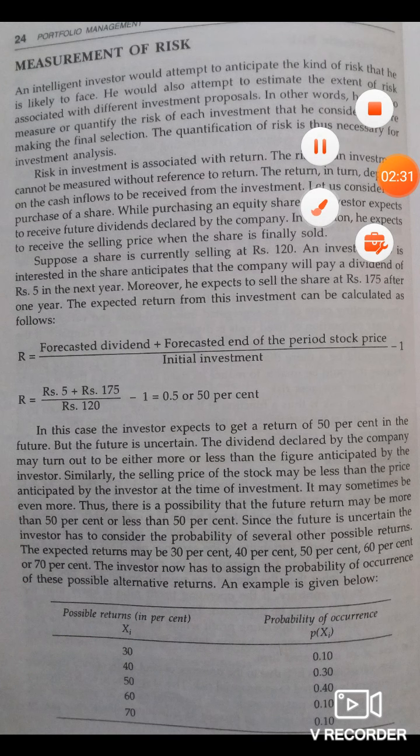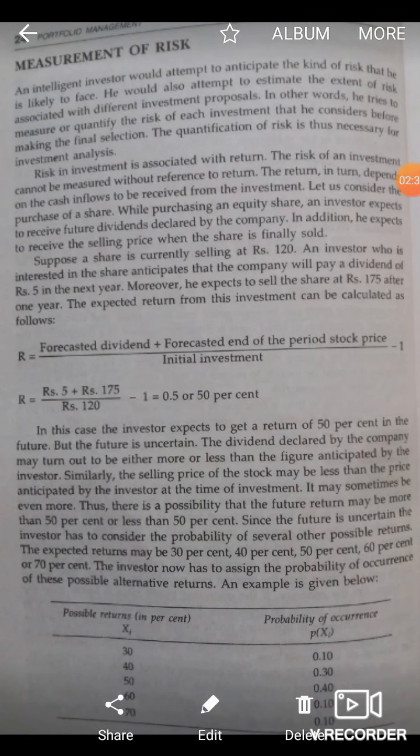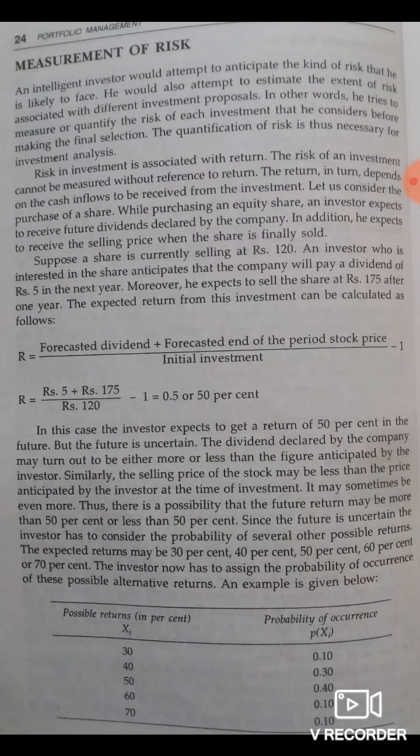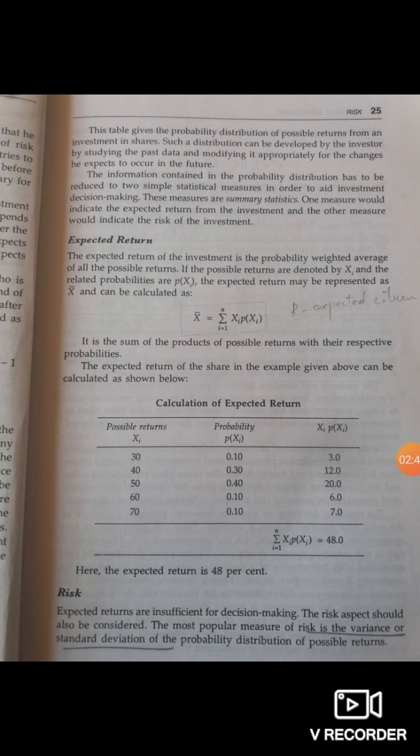Here they have given a sample of a probability distribution, this portion. They have given the return as 50, 40, 30 or even 60, 70, and they have given the probability of occurrence of those returns. This distribution is formed by looking at the past and adjusting with the current situation.